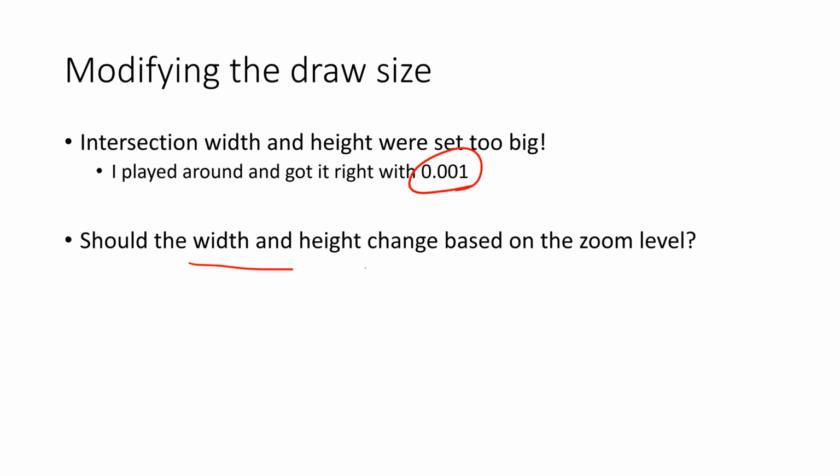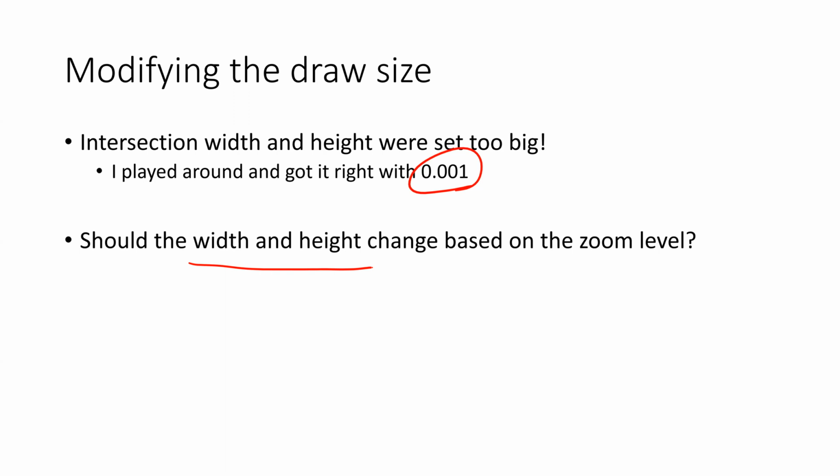A question I get from students sometimes is, should I make them change based on the zoom level? Because when I zoom in, should this change? So I'm going to draw them the same size all the time. What do you think that's going to make the graphics look like? How will my intersections look as I zoom in? Will they get bigger? Will they stay the same? Will they get smaller? What do you think? They're going to get bigger, okay? And that may be fine, right? I think that's fine. As I zoom in, they're going to get bigger. I just always draw them the same size.